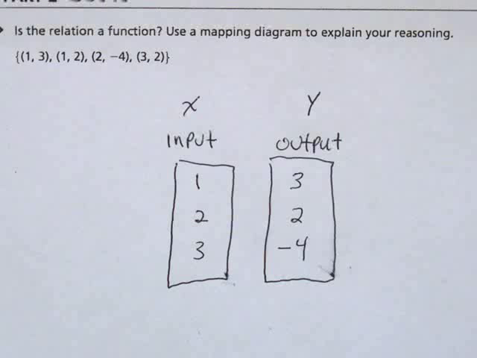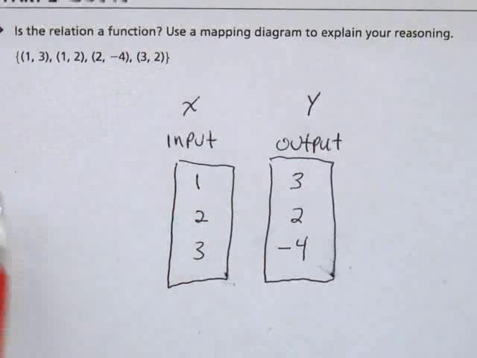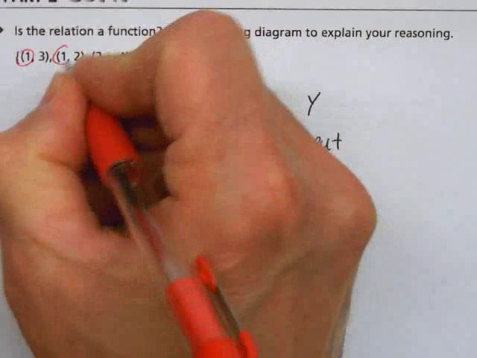Okay, in our second example, we're asked this question: is the relation a function? Use a mapping diagram to explain your reasoning. And once again, a function is a rule that takes each input value and produces exactly one output value. As you can see here, I've got 4 ordered pairs, and yet I only have 3 numbers here. Well, why do I only have 3 numbers? The answer is because my x value, my input value, repeats. I've got 2 1s here.